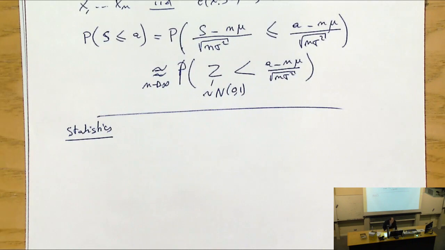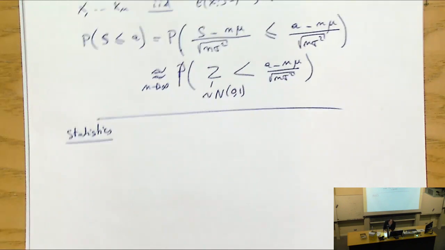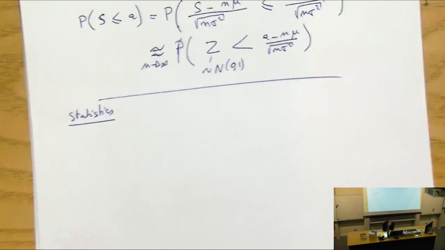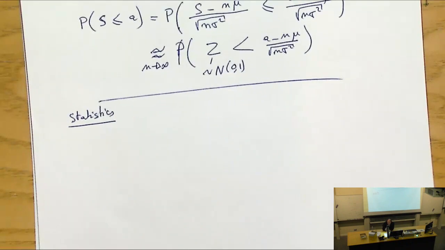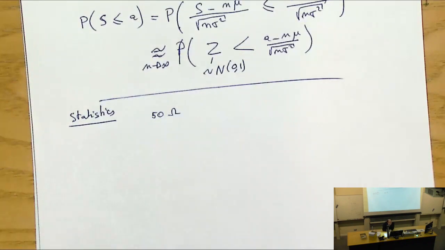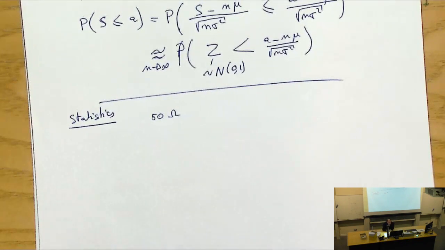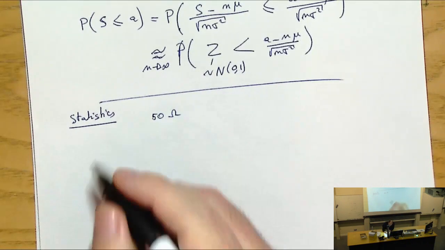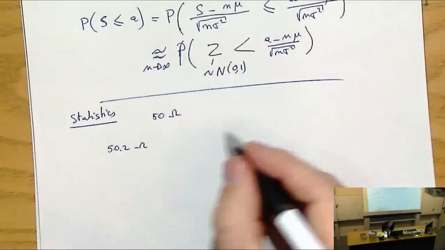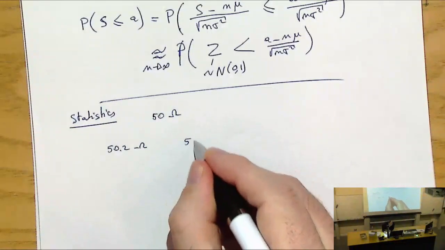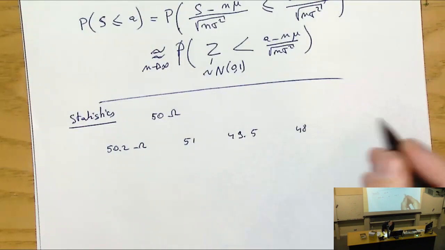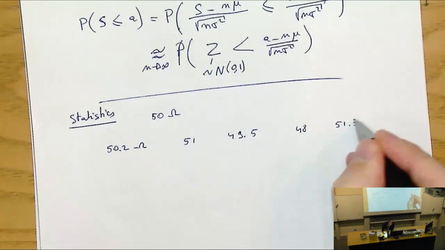So let's imagine that I'm doing some measurement, and for instance, I measure the value of a resistance. And the true value of the resistance, let's say, is 50 ohm. But when I do the measurement, I don't get 50 ohms. So I do a measurement once, and I get maybe 50.2 ohms. And then I do it once again, and I get, I don't know, 51. And then once again, 49.5, and then 48, and then 51.5, and so on, right?